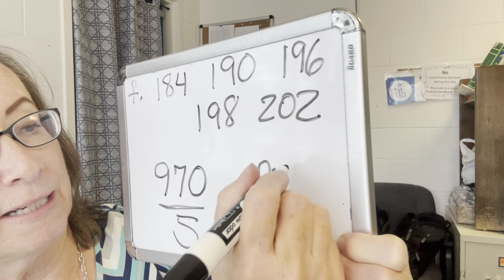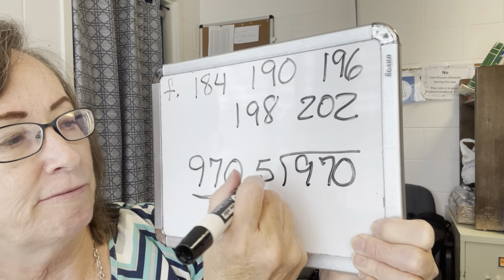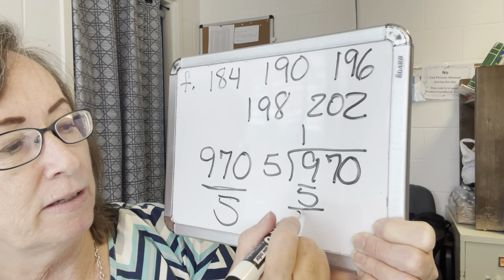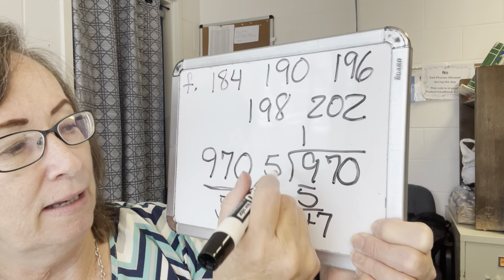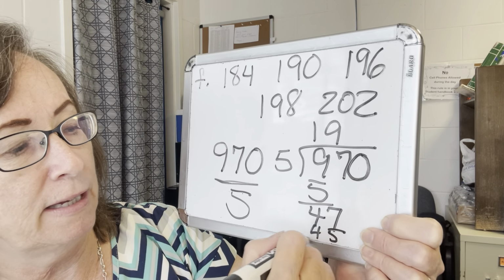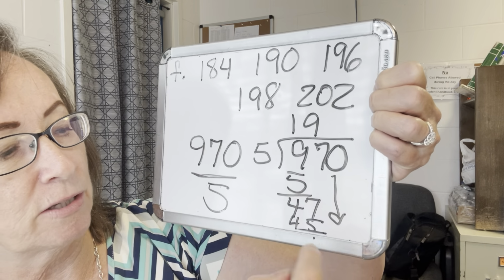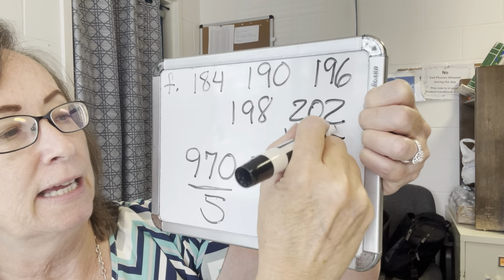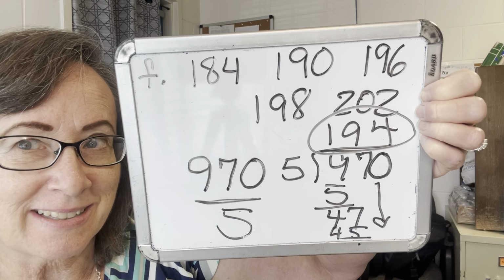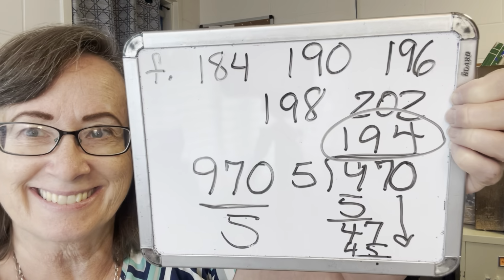And now 970 centimeters divided by 5. 5 goes into 9 one time. 1 times 5 is 5. 4, 7. 5 goes into 47 9 times. 9 times 5 is 45. Leaving me with a 2 down here and a 0 brought down. So 20 divided by 5 is 4. So 194 centimeters would be the average of those 5 basketball players' heights.